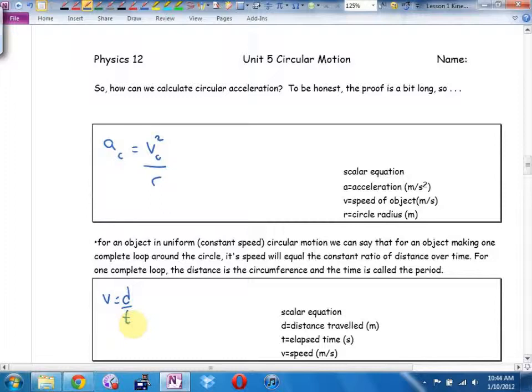What's the distance around a circle? Math 12, who did radians yesterday, may remember. What's the equation for the distance around a circle, the circumference? Okay. Circular velocity is 2 pi r over, and we have a symbol. If you go once around, the time that it takes you to go once around is capital T. It's called the period.